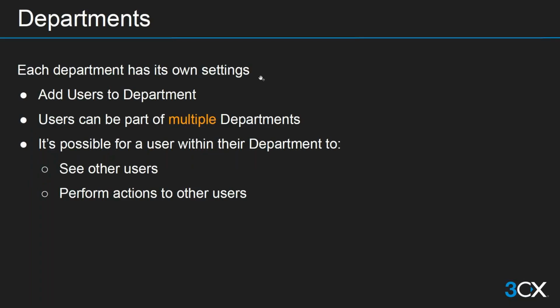Okay, here we look into the departments. Each department has its own settings. You can look at the departments as tenants. For example, 3CX SMB is nothing else than a whole 3CX that has departments. And your customer that uses a 3CX is one department on that whole system. It's in the end nothing else.